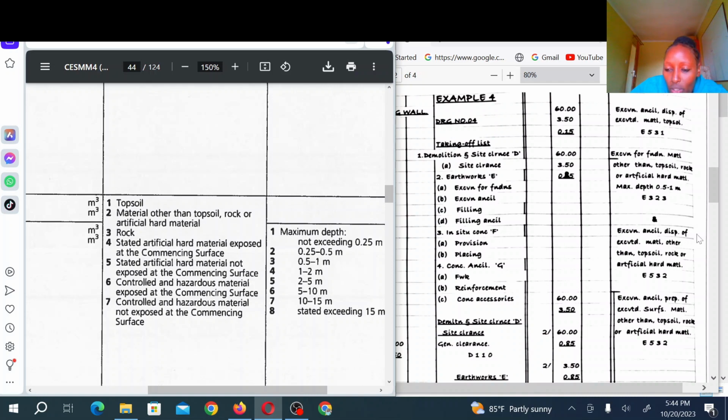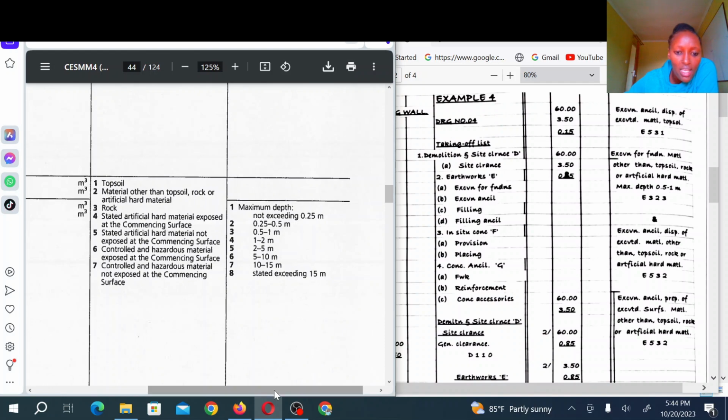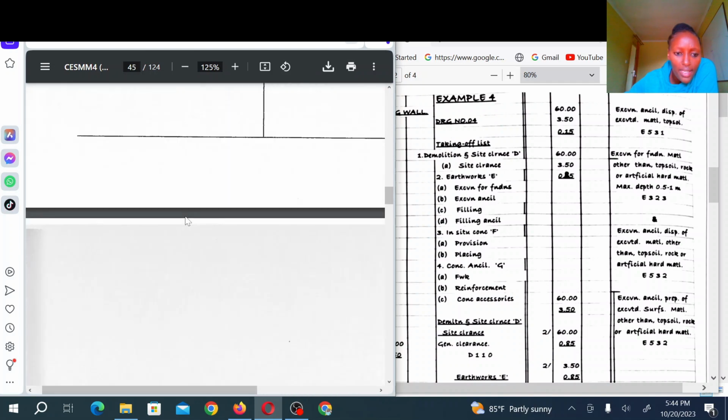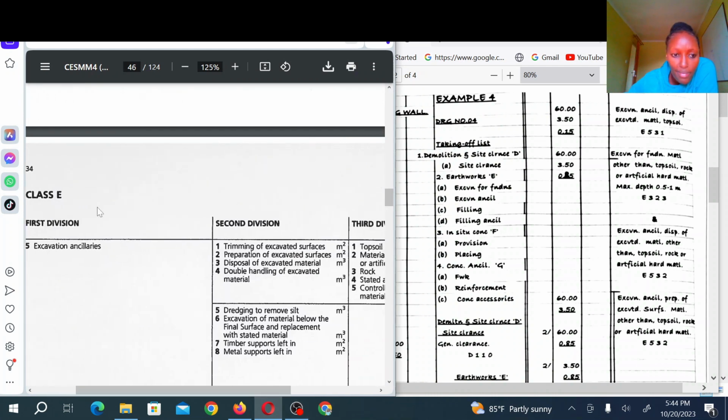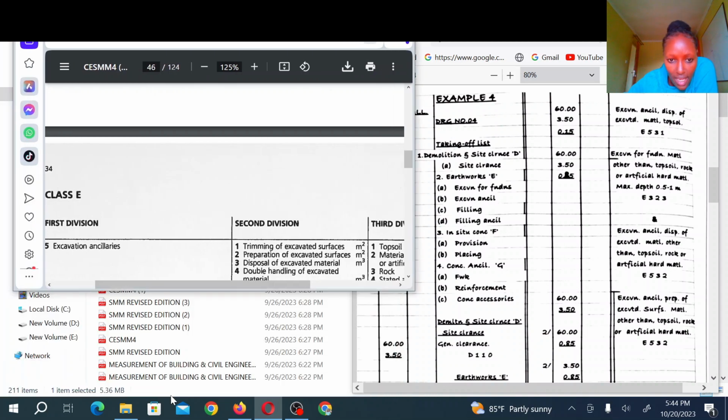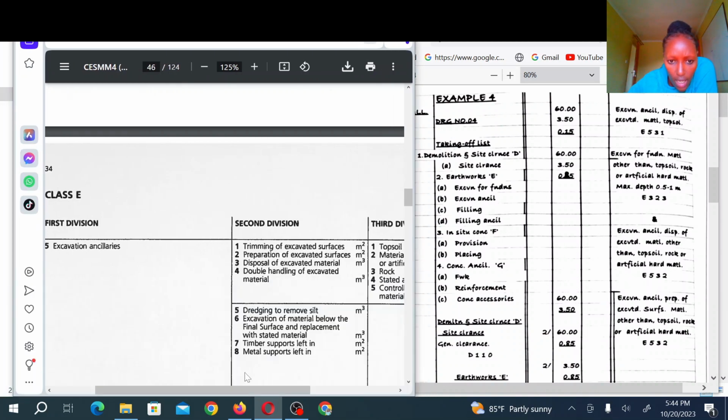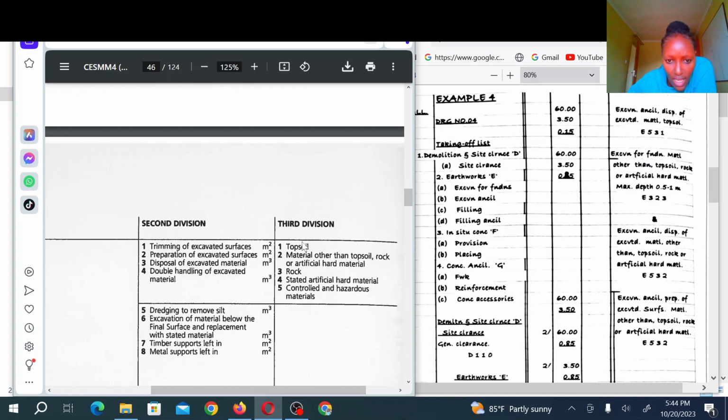We shall dispose of excavated material other than topsoil, rock, and artificial material. Once we are going to excavation auxiliaries, that's when we know we always go to the other part of class E, where we have the excavation auxiliaries. So it will be E5 excavation auxiliaries, then disposal of excavated material other than topsoil, rock, or artificial hard material. So E5 3 2. The same volume of soil that we shall excavate, we shall dispose.